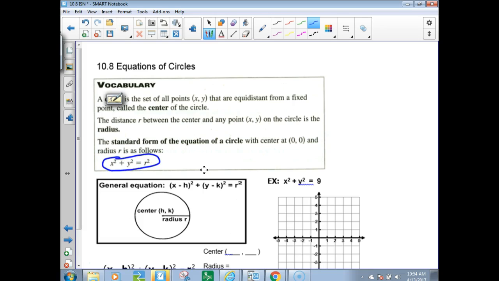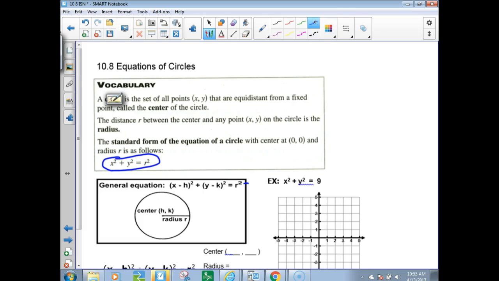Does that remind you of anything? Yes, it should remind you of the Pythagorean theorem, and the distance formula. The distance formula is just the square root of the change in x squared plus the change in y squared. It's very much related. The general equation, though, where the center is not at 0, 0, is x minus h squared plus y minus k squared equals r squared.